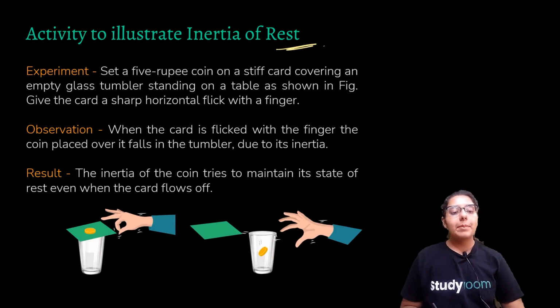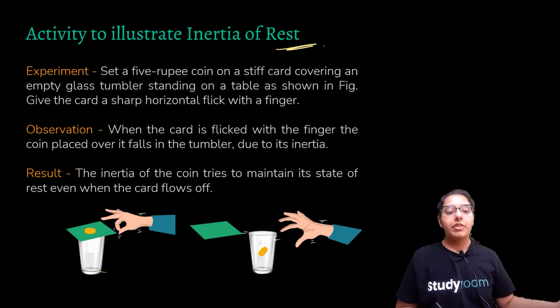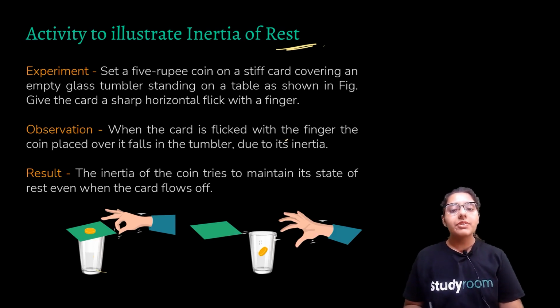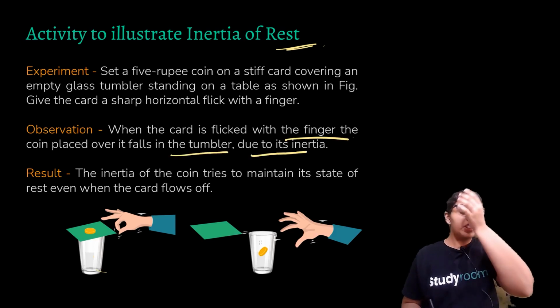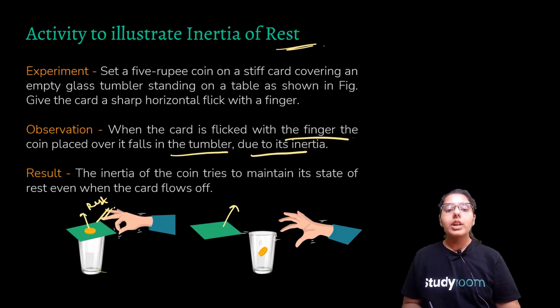Let's do one more example. Take one glass, put a card on it and place a coin over it. Now give it a hit, like with your fingers. So what did we observe? That when the card is flicked with a finger, the coin placed over it falls in the tumbler due to its inertia. Right? So your coin is at rest presently. So when you flick the card with your hand, you are bringing the card into motion.